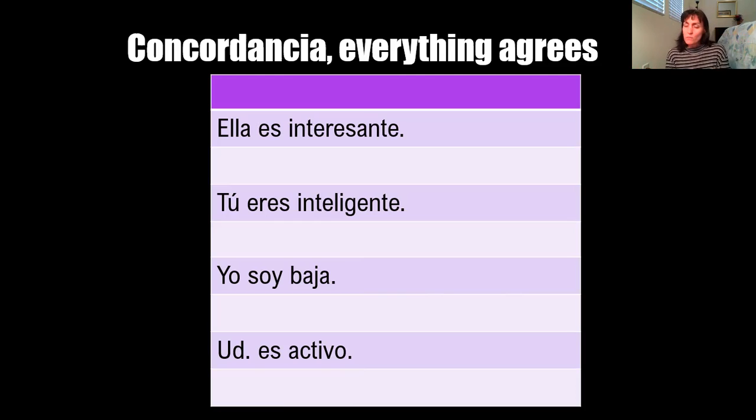Okay, yo soy baja, I am short, feminine. We wanted to make that plural. Let's make it a we, that's all women. Yo would become nosotras. Soy changes to somos, and baja, bajas. Nosotras somos bajas. Usted es activo, you are active, you formal singular are active. If you want usted to become plural, it becomes ustedes. Es becomes son. And activo, activos. Muy bien, ustedes son activos.